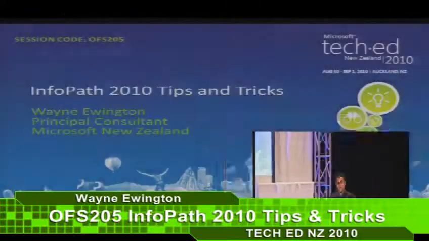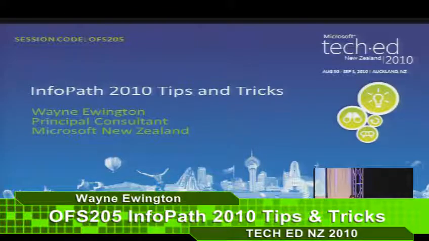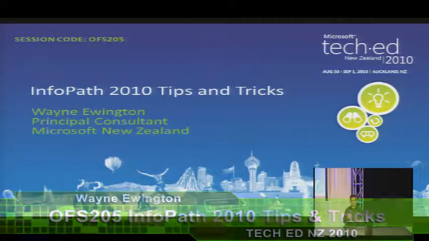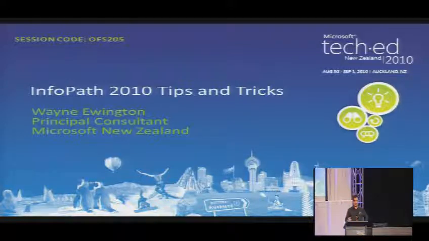Anyway, my name's Wayne Newington. I'm a principal consultant for Microsoft New Zealand, based here in Auckland. What I'm going to take you through today is InfoPath 2010 tips and tricks. Now, I just want to point out that this is actually a 200 level talk, so 200 means no code. I'm going to give you a complete overview, a bit of a tips and tricks type, showing you what you can actually do in InfoPath. So just a bit of setting expectations around this.